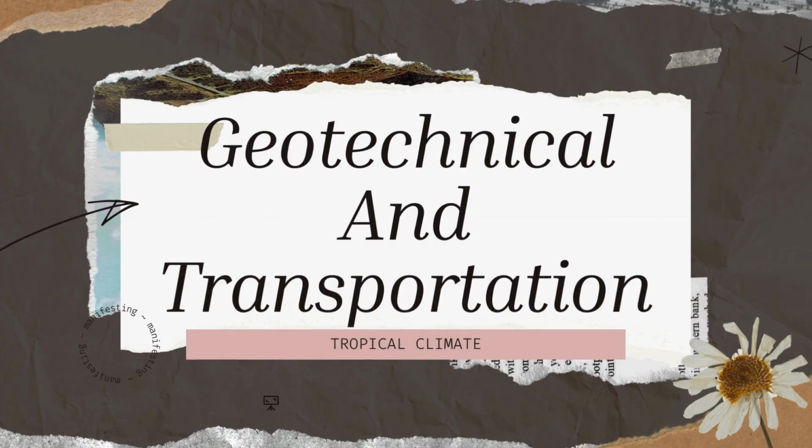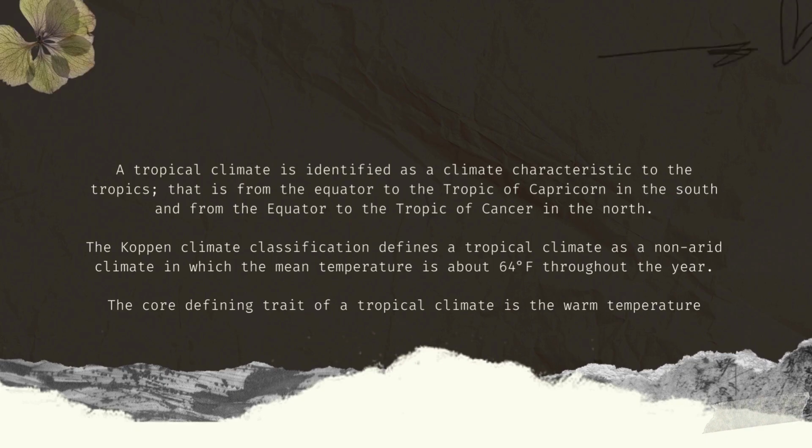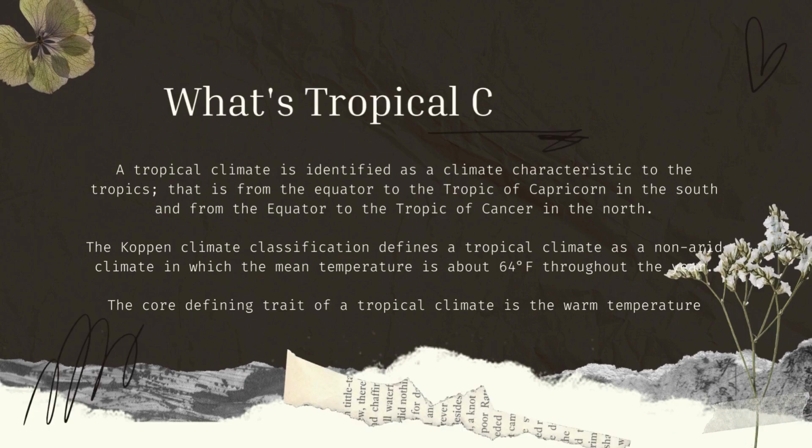Geotechnical and transportation in tropical climate. What is tropical climate? A tropical climate is identified as a climate characteristic to the tropics. That is from the equator to the Tropic of Capricorn in the south and from the equator to the Tropic of Cancer in the north.